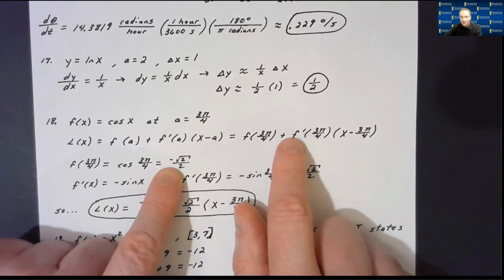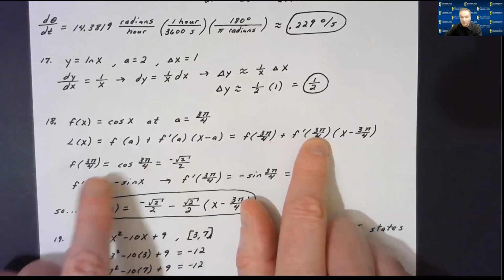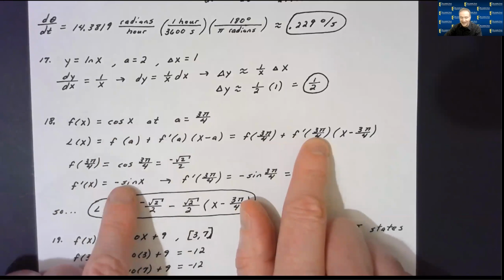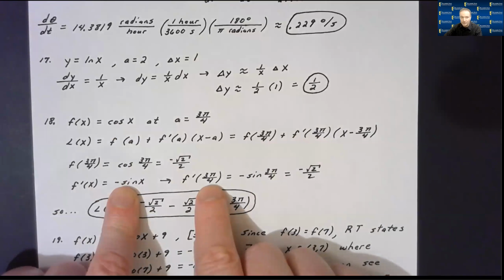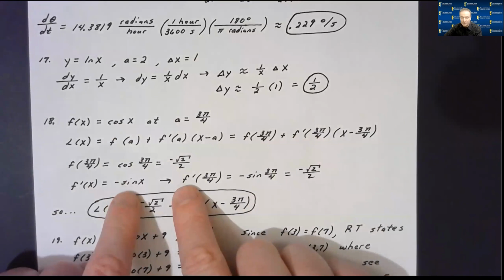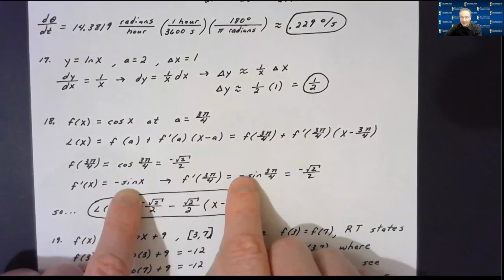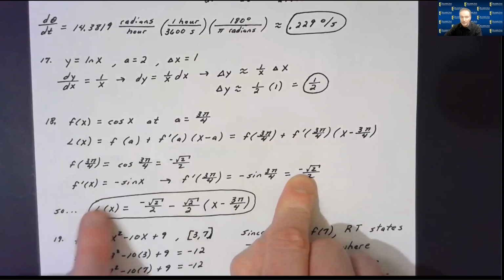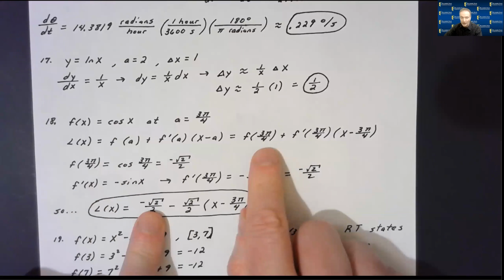What about f prime of 3 pi over 4? Well, I take the derivative of my function. Derivative of cosine is negative sine. Well, and then if I plug 3 pi over 4 into the derivative negative sine, I know the sine of 3 pi over 4 is the square root of 2 over 2. But then the negative out front makes it the exact same thing up here, and I get another negative root of 2 over 2.